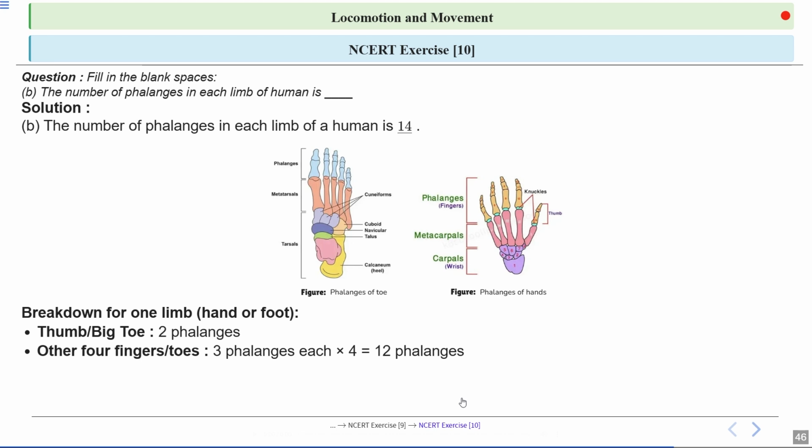You can wiggle your fingers and count the joints to see how these bones are arranged. Adding it all together, we have two phalanges on the thumb or big toe plus 12 in the other fingers or toes, making a total of 14 phalanges in each limb. And this pattern is the same for both hands and both feet. Remember, understanding these numbers helps us appreciate how our bodies are structured for movement and motion.